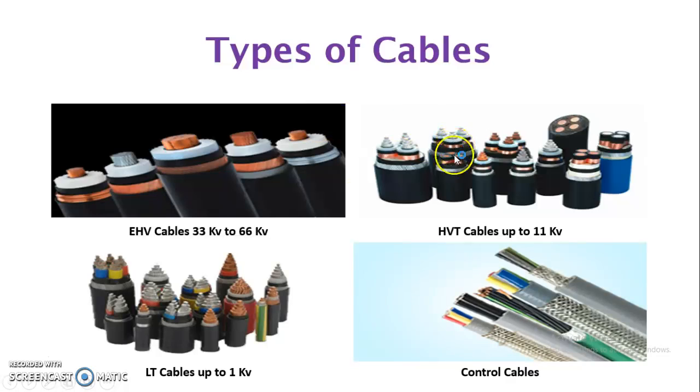You can see here EHV cables. EHV means extra high voltage cables, which can be used in the range of 33 kV to 66 kV, that is line voltage. Second is high voltage tension cable, that is HVT cables, as we call it. It is used up to 11 kilovolt, and it is available as a single core as well as a 3-core cable, both types. Next is LT cables, that is low tension cables, which can sustain a lower voltage level, up to 1 kilovolt. And last are control cables, which are used for some special purposes.